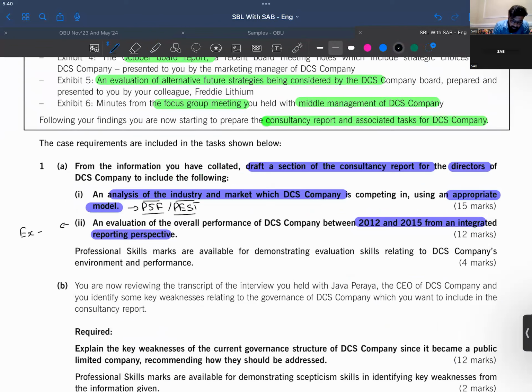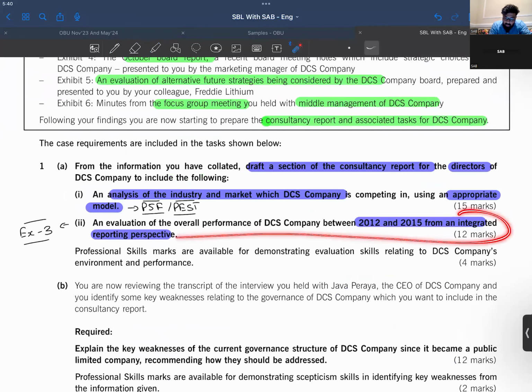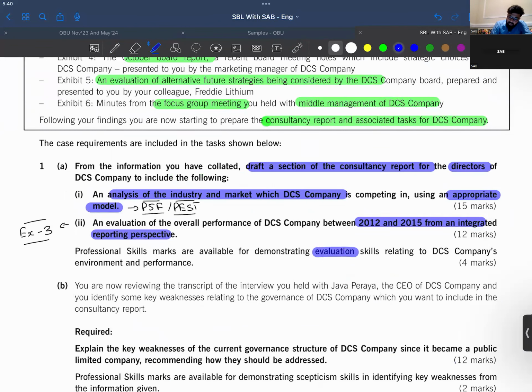So we could allocate a requirement here. We could allocate an exhibit here, that while attempting this requirement we are going to focus on Exhibit 3, because it totally depends on Exhibit 3, right? And professional skills are here for evaluation, that's 4 marks. So that means it's going to be equally split if there's nothing mentioned. So it's an equal split: 2 plus 2, right?